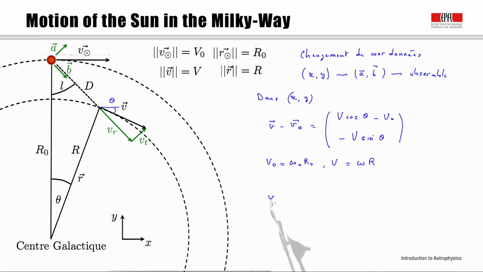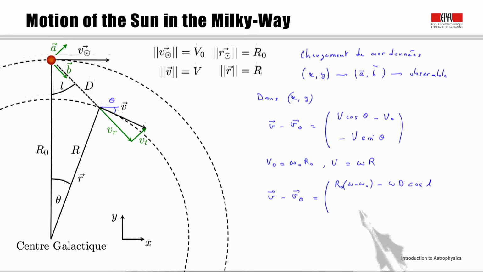If one uses all these equations, it is possible to write the relative velocity of the stars with regard to the sun's velocity in the following way: Ω minus Ω0 times R0 minus d cosine l for the first component, minus d sine l for the second component. In this expression, v and v0 were replaced using Ω0, R0, and Ω, and θ was replaced by l, using the equations calculated before.